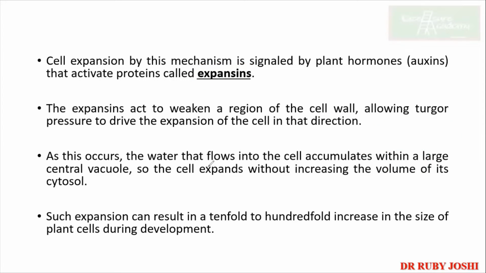As this occurs, the water that flows into the cell accumulates within a large central vacuole. So the cell expands without increasing the volume of its cytosol. Such expansion can result in a 10-fold to 100-fold increase in the size of plant cells during development. Good. This expansion is done with the help of proteins called expansins.